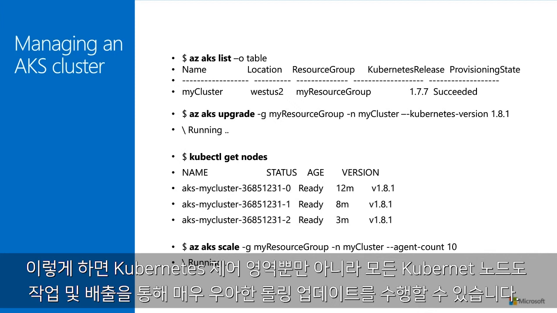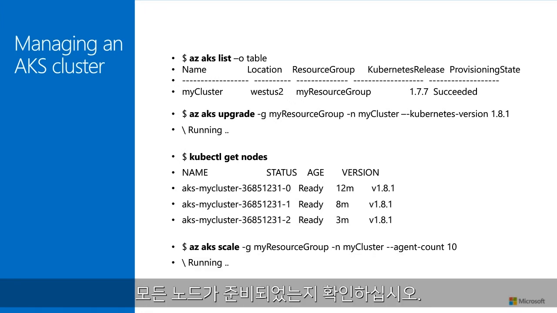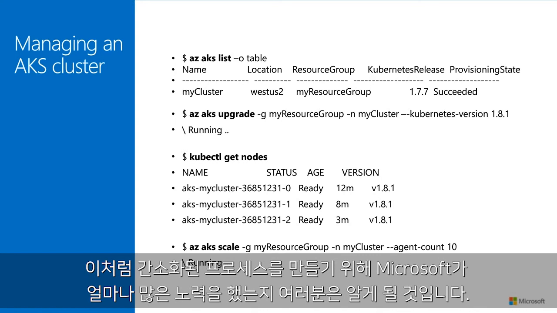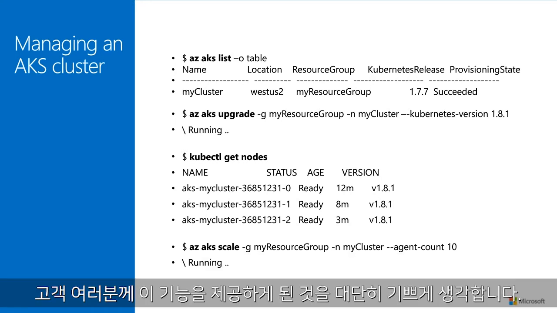What this does is a very graceful rolling update of the Kubernetes control plane, as well as all of the Kubernetes nodes, by cordoning and draining all of those nodes and making sure they're ready. For people who've had to do this by hand, you'll really appreciate how much work has gone into making this a streamlined, smooth process, and we're really excited about offering this feature to customers.